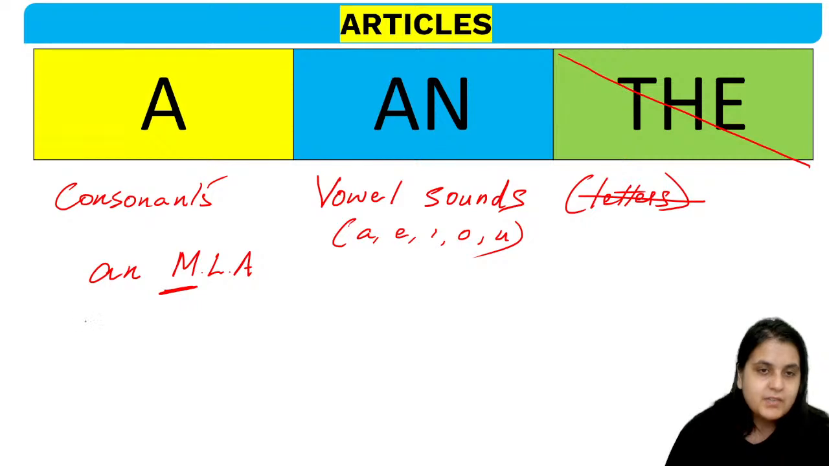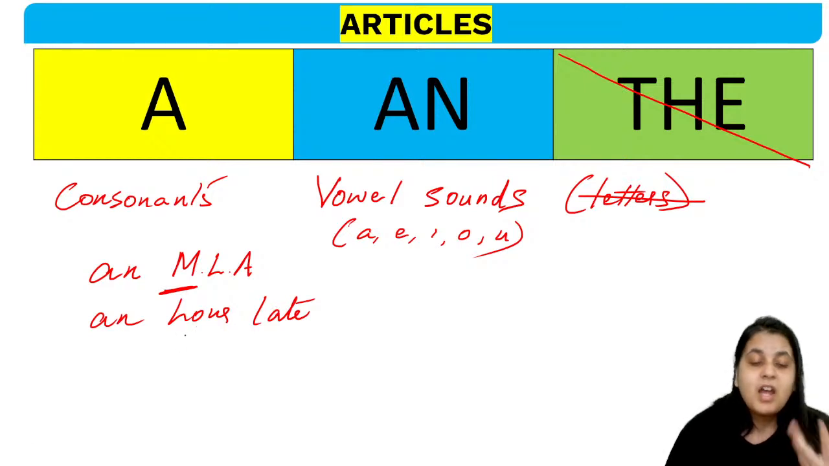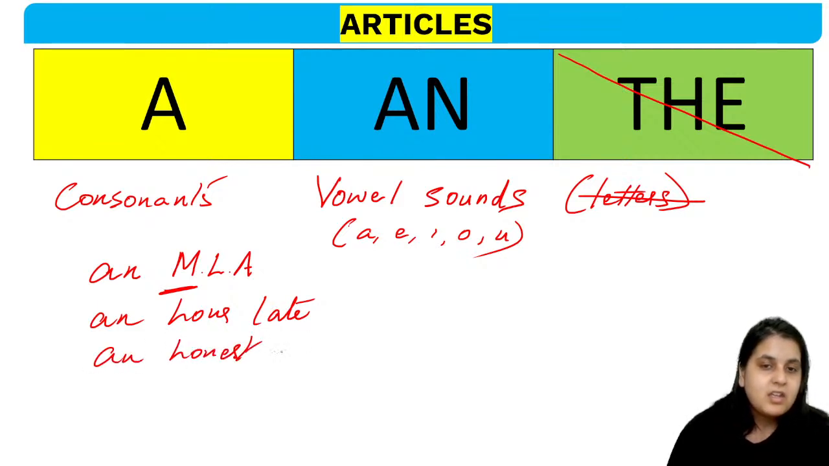Correct, very good Shan. Like for example, he is an hour late. First of all, it's not pronounced as hour with an H. So he's an hour late. Again it's a vowel sound. He is an honest man. Again, the sound that you get is O, honest. Correct? So an honest man.